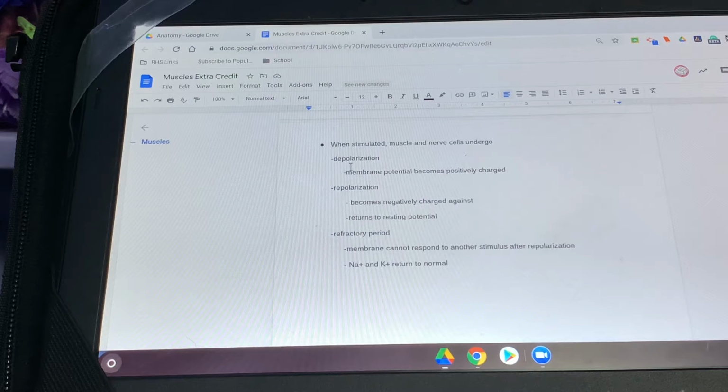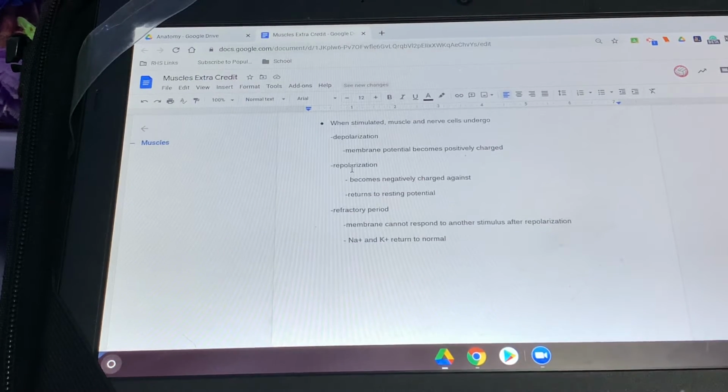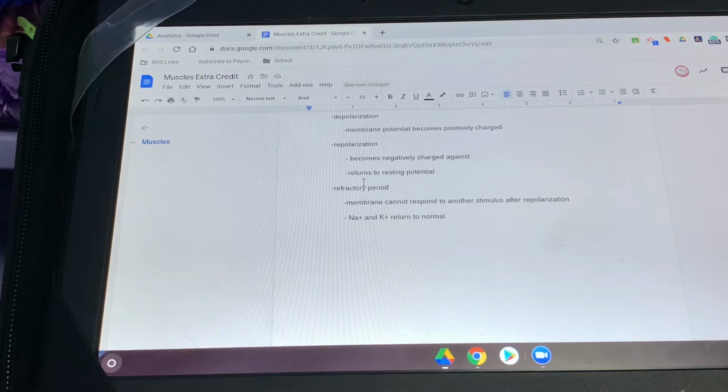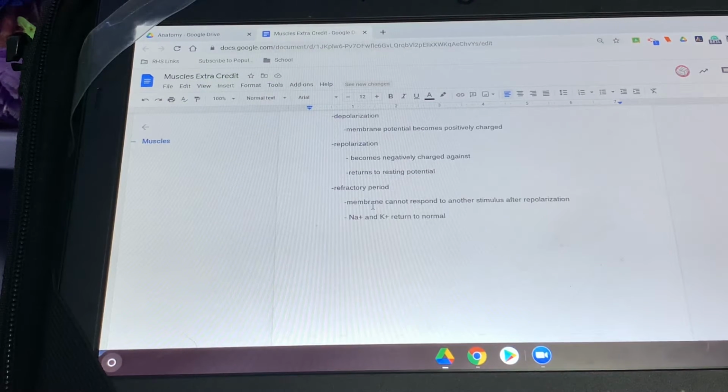During depolarization, the membrane potential becomes positively charged. During repolarization, it becomes negatively charged and then returns to resting potential. And the refractory period is when the membrane cannot respond to another stimulus after repolarization, and sodium and potassium levels return to normal.